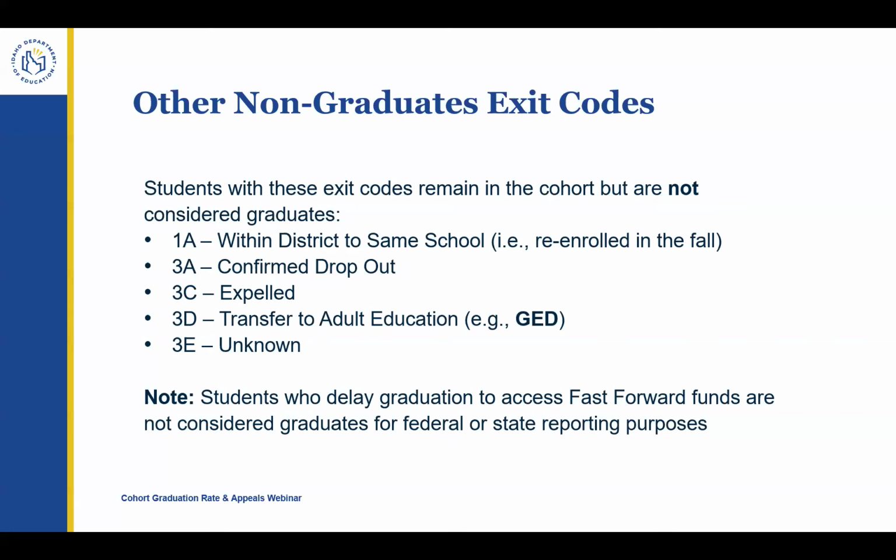Before we move from this slide, I do want to emphasize the 3D exit code in particular. If a student leaves to pursue their GED, then their exit code is transferred to adult education, not transferred to homeschool or transferred to another public school. This exit code also means they remain in your cohort as a non-graduate because a GED is not a regular high school diploma.